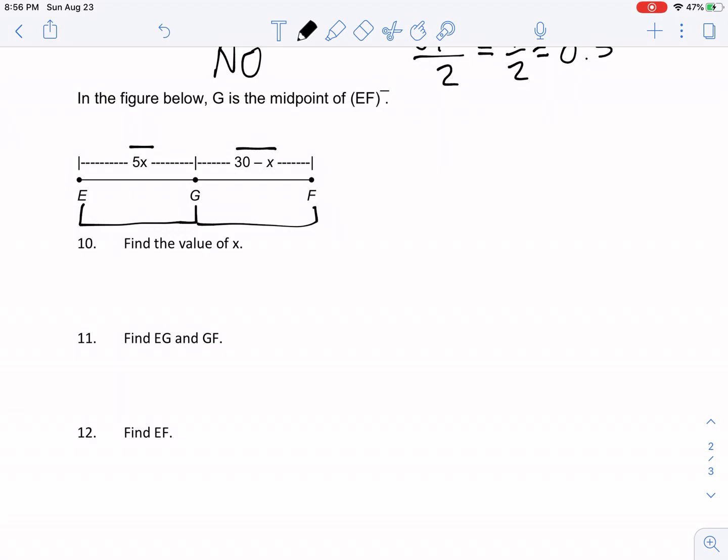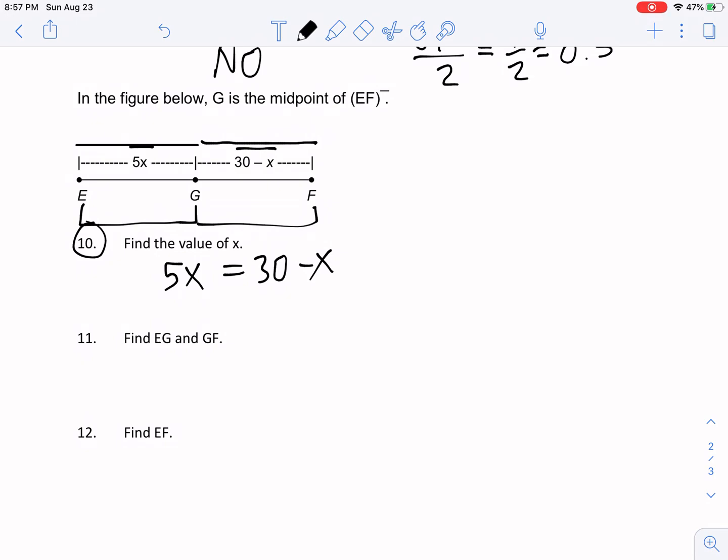So what we're told here is since G is the midpoint, this distance of 5x is the same as this distance of 30 minus x. Well, if something is the same in mathematics, what do we do with those two values? We set them equal to each other. And we're going to use that here to answer question number 10, which says find the value of x. So we know 5x is equal to 30 minus x, which are the given measures for EG and GF. We want to find x.